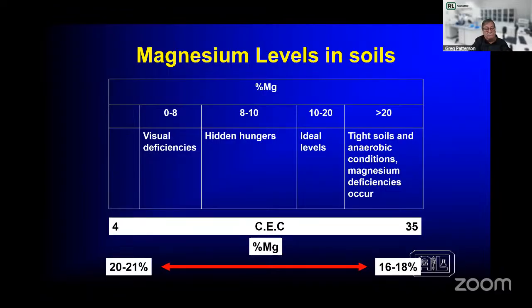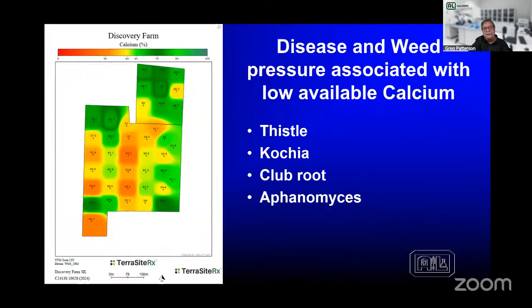So the ideal level is less than 20%, but in some of your heavier clay soils in Western Canada, that'll start someplace between 16 and 18%. So again, these are just ballpark information, and all soils are different, and we need to understand how that difference plays a role in our own production system.